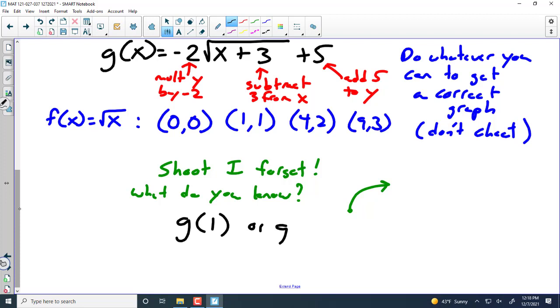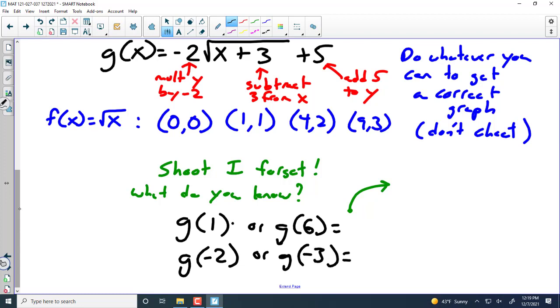2. If you plug a 2, I don't know the square root of 5 off the top of my head, so try another one for me. 6 would be a good one to plug in there. Because if you plug a 6 in there, you're going to get a good ordered pair. Is there a negative number you could plug in there that might help you? Negative 2 would be a good one. Or even negative 3 would be a good one.